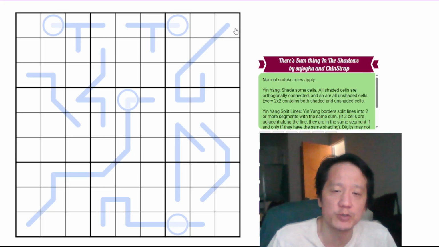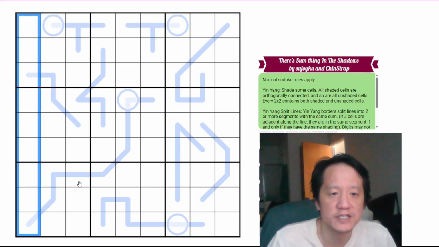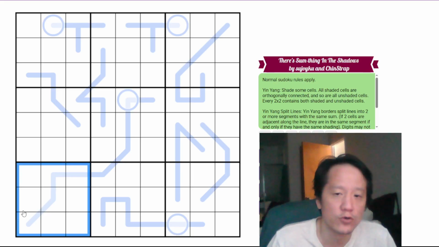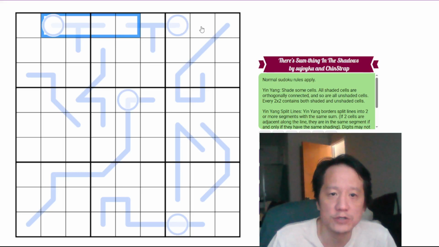Normal Sudoku rules apply, which means fill the entire grid with the digits 1 through 9 such that there are no repeats in any row, column, or designated 9-cell region, aka a box. We have yin yang, where we need to shade some cells, and all shaded cells are orthogonally connected, and so are all unshaded cells. Every 2x2 space contains both shaded and unshaded cells.